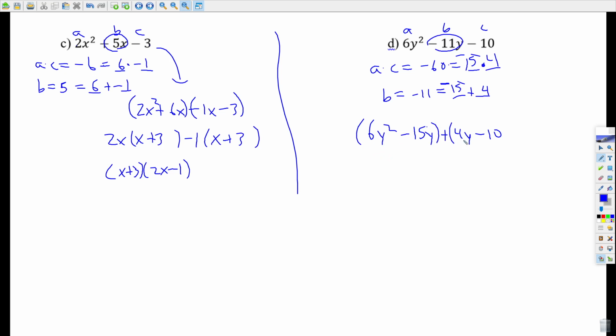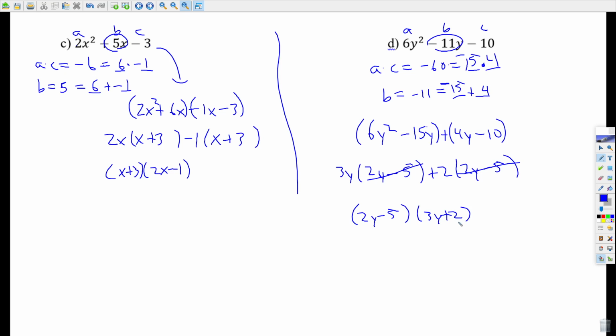All right, let's put our parentheses up here. First set, we can take out a 3y. Divide everything by 3, you get 2y minus 5. This one, we can take out a 2 and get 2y minus 5 again. Perfect. Then we can get our final answer, 2y minus 5, if we take those out, and 3y plus 2.